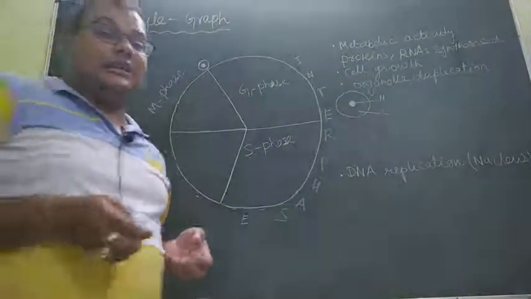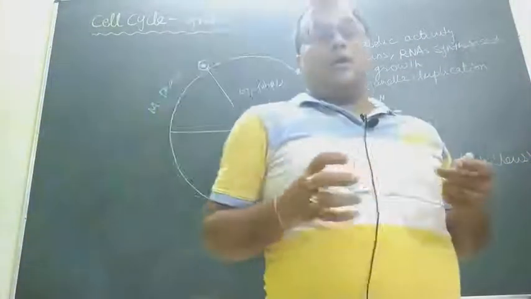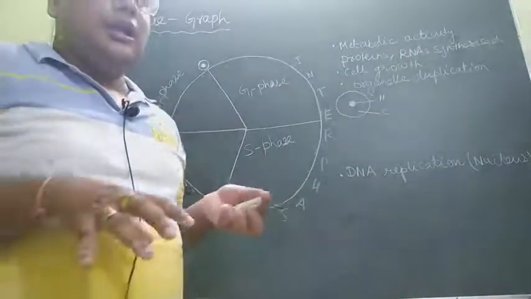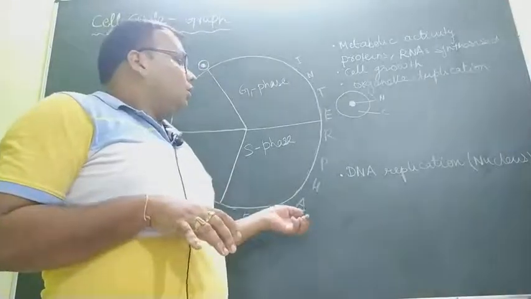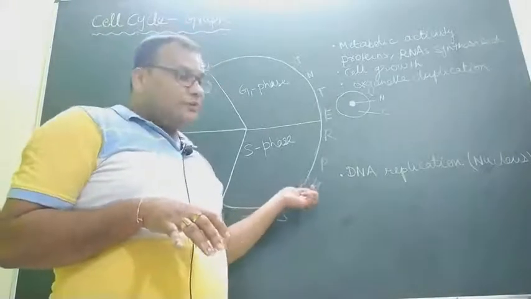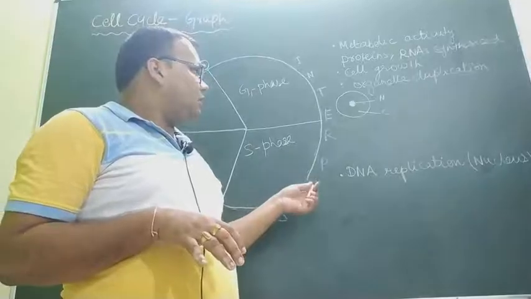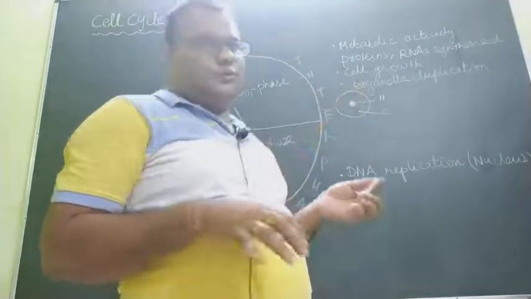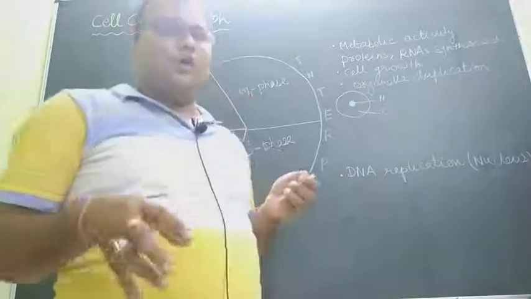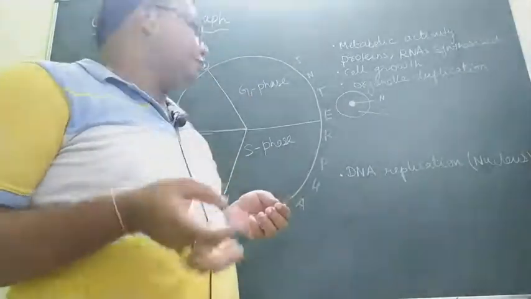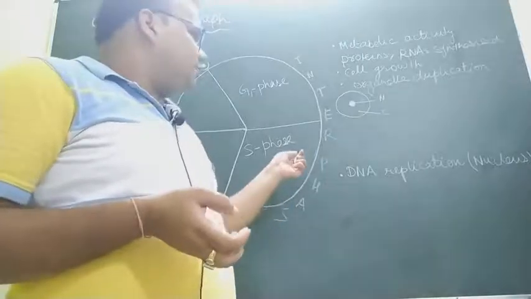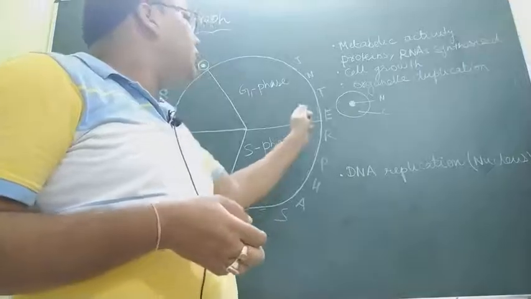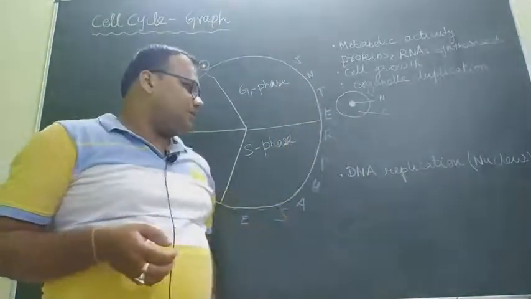And we know that DNA replication is a very complex process in which a large number of enzymes are involved. So the enzymes for DNA replication are already synthesized in G1 phase in the form of proteins, because we know that the majority of enzymes involved in a living system are proteins. So in G1 phase, the majority of enzymes which are required in S phase are already synthesized.